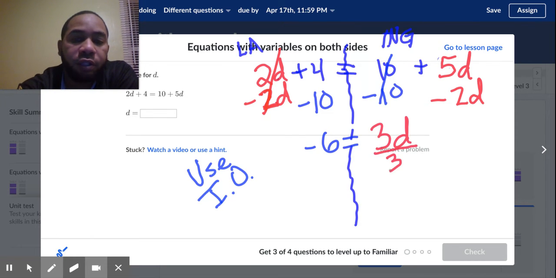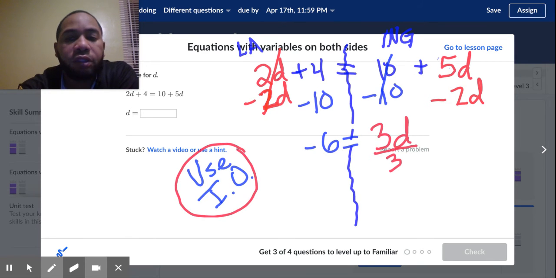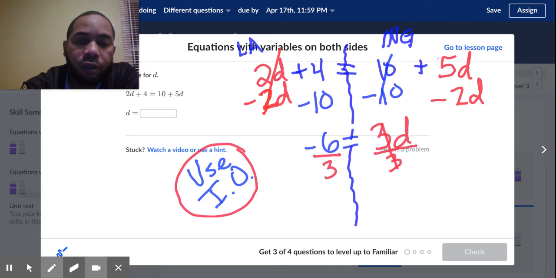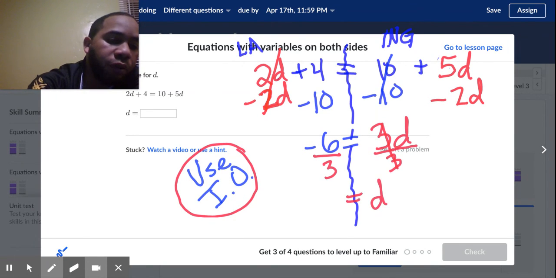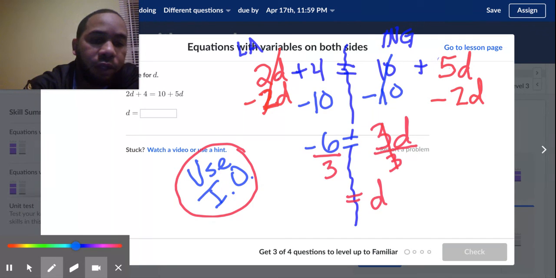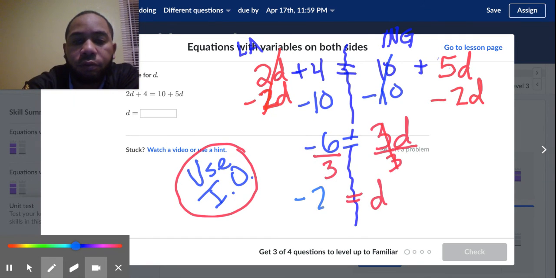For starters, I would still tell kids use inverse operations, because the coefficient means multiplication. Divide that. Can you divide it by one side? No, you got to do it to both. And so you have D is equal to negative 6 divided by 3. You might have already guessed it a while ago. This answer is negative 2.